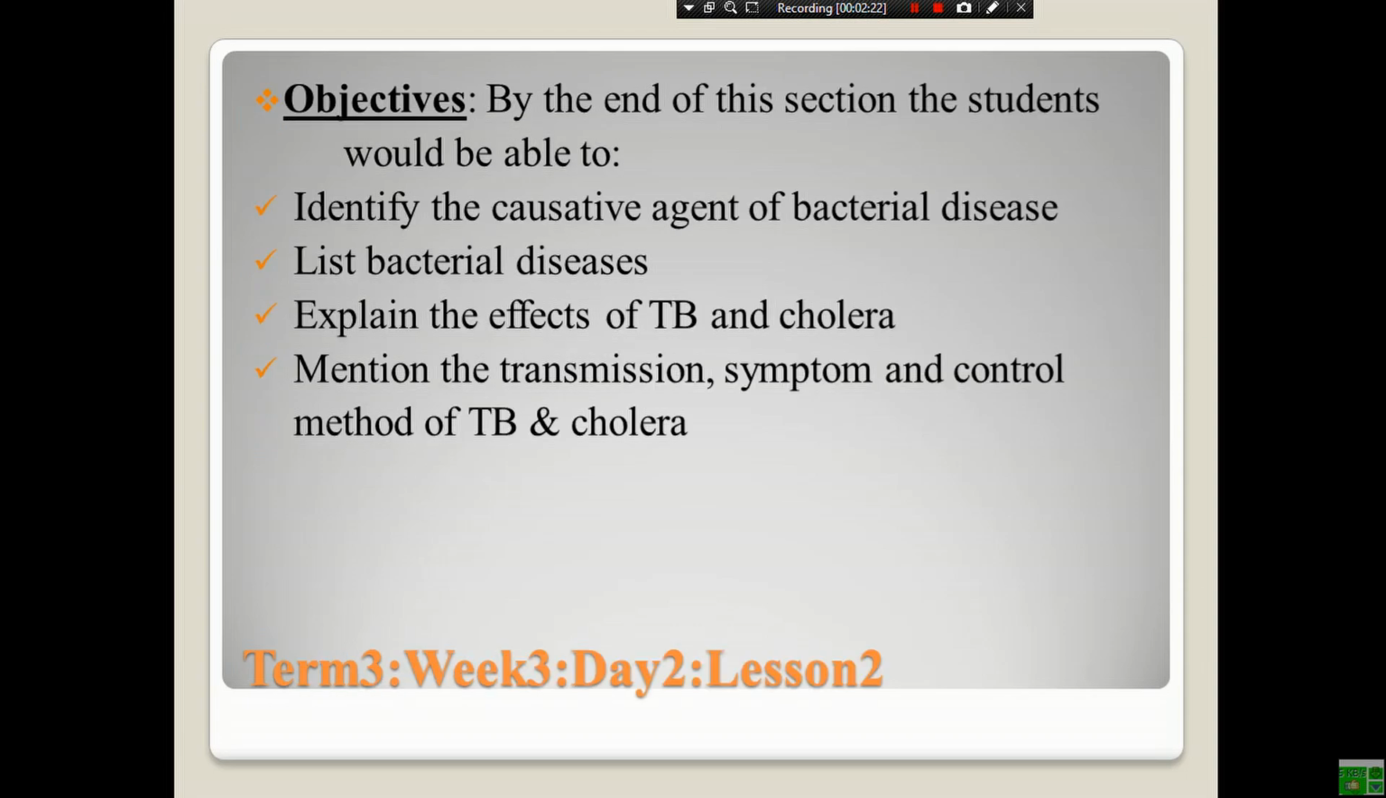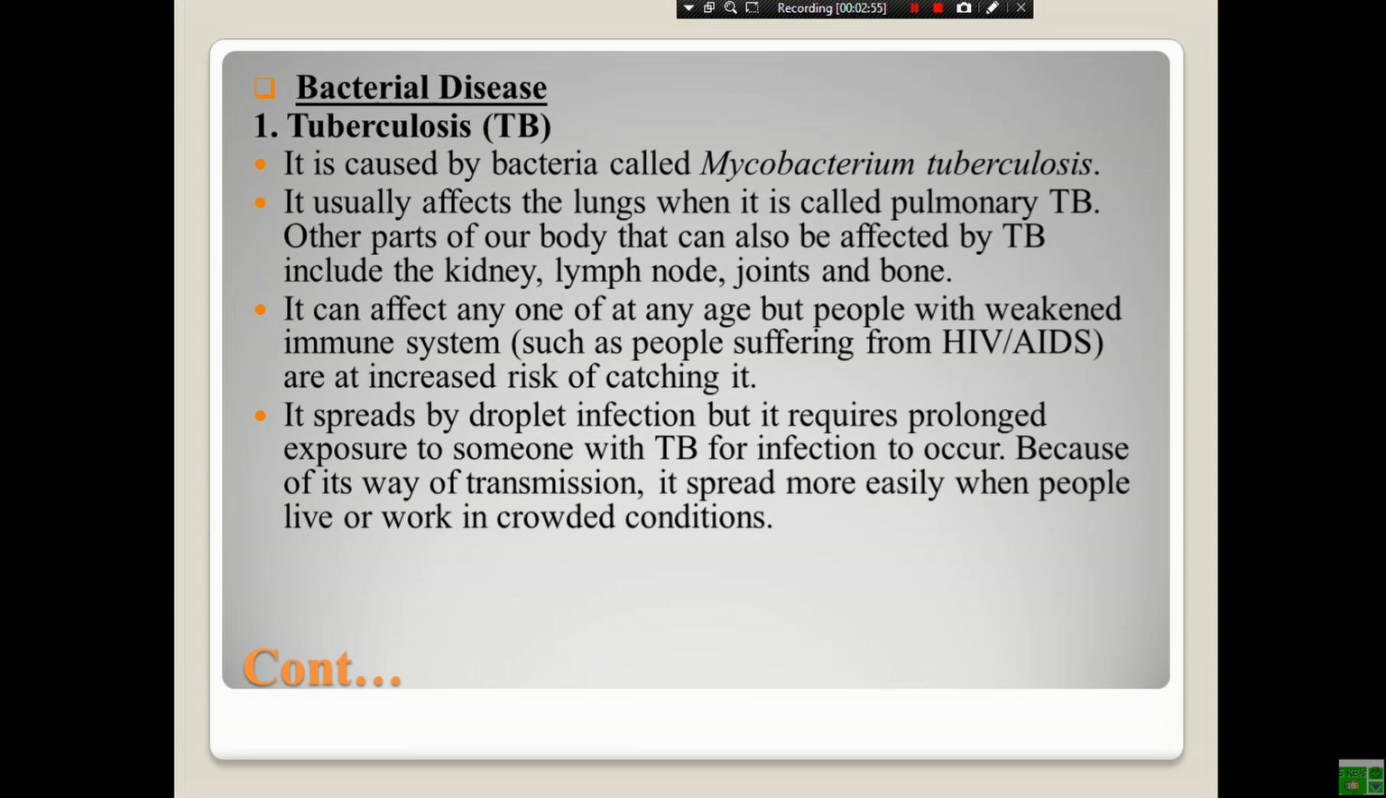So the objectives: by the end of this section, the students will be able to identify the causative agent of bacterial disease, list bacterial diseases, explain the effect of tuberculosis and cholera, and finally mention the transmission, symptoms, and control methods of tuberculosis and cholera. Let's discuss one by one.